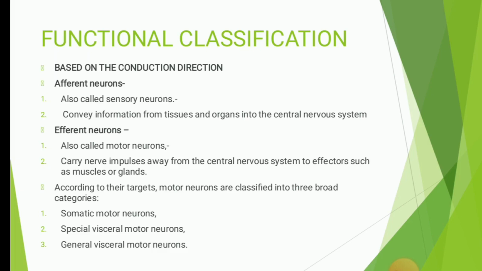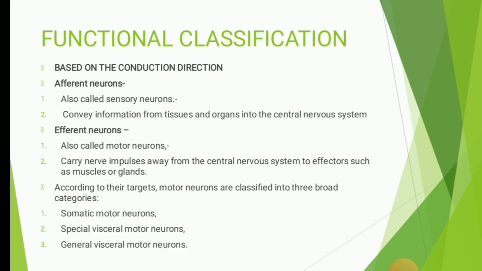Next are the efferent neurons. Please note the spellings. It's afferent and efferent. Efferent neurons are also known as motor neurons. Forgot to tell you, afferent neurons are also known as sensory neurons. Okay, so what are efferent neurons? Efferent neurons carry nerve impulses away from the central nervous system. Central nervous system से दूर ले जाता है. They carry it from the central nervous system to the effectors, जहाँ पे ये function हमें दिखे. Receptors will receive the impulses, whereas effectors will show the response.